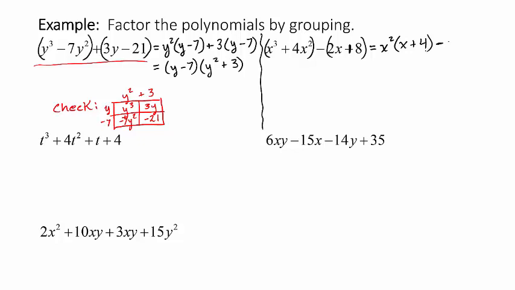Now we're going to move on to that second grouping. So we have a minus there, but then we have 2x plus 8. Between 2x and 8, 2 is common, right? So I'm going to pull out a 2, and I'll be left with x plus 4.